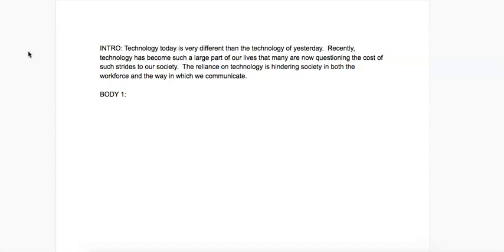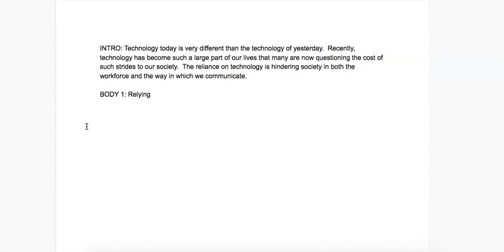So I like to transition using common words that are found in the paragraph previous, usually the last sentence of the previous paragraph. Looking at the introduction, we have our thesis as our last sentence, and I use the terms reliance and technology. So I'm going to start this first body paragraph using the word relying, because that ties the thesis, which is our last sentence of the introduction, to our first sentence of the body paragraph.